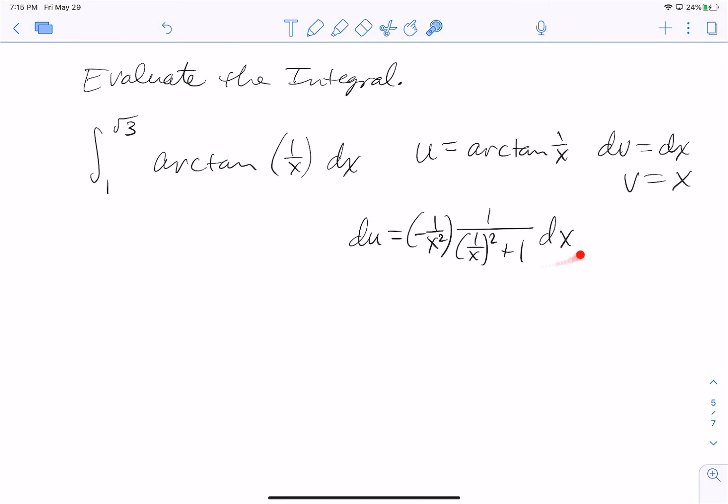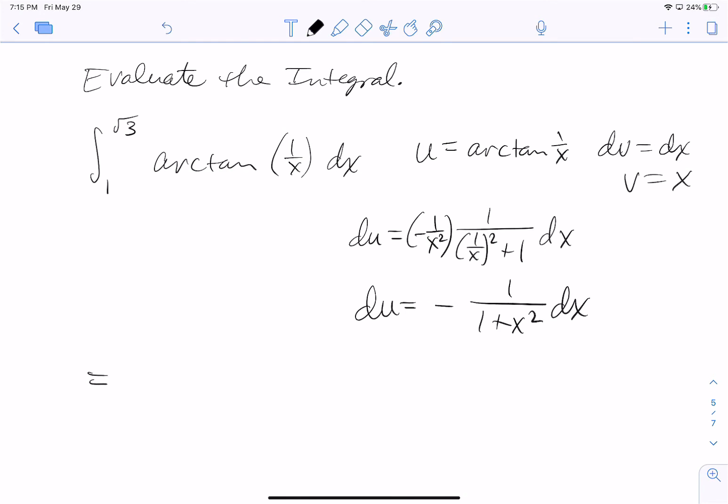Now, du can stand to be simplified before we move on, so we're going to take a moment and do that. du will then be equal to, if we distribute x squared in the denominator, and the denominator has 1 over x squared, we're going to clear that complex fraction. This is going to become the negative of 1 over 1 plus x squared. Again, for the first term in the denominator, we divide out the x squared. For the second term, we just distribute, and we end up with x squared times dx.